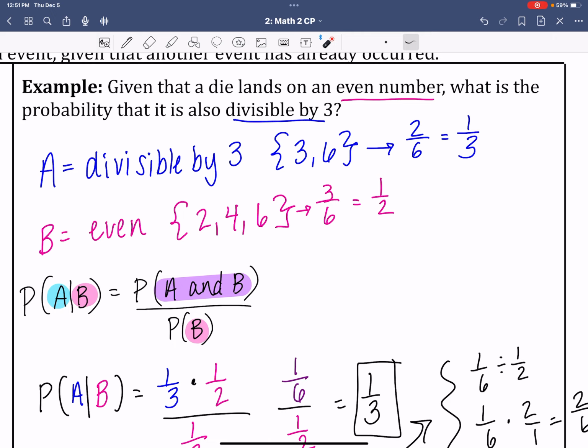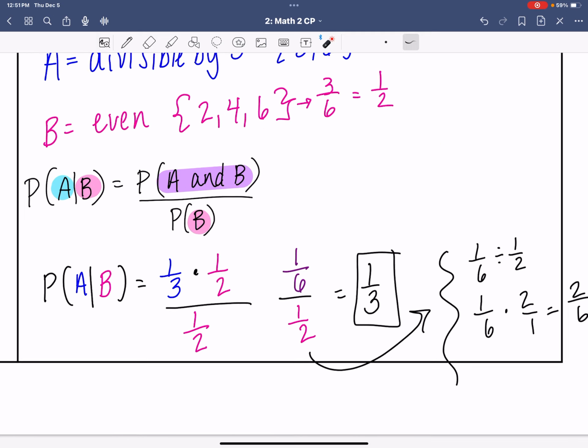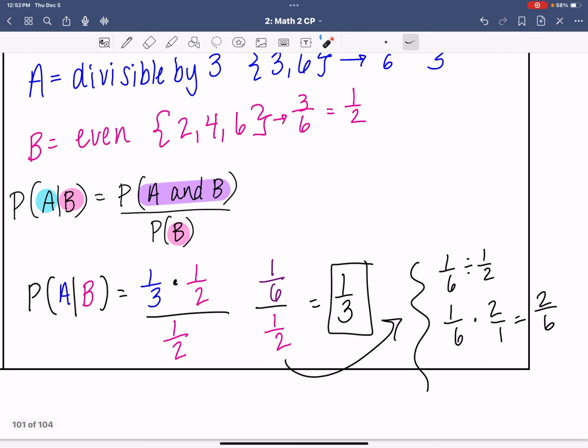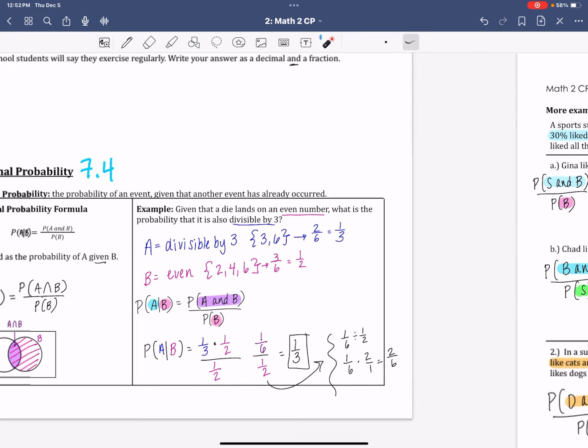So we're going to put it together in the formula. It says the probability of A given B, and that's what I wrote here. The probability for A is 1/3. The probability for B is 1/2. We're going to multiply those together to get the part where they intersect, and then you're dividing. When you solve this, you're going to have 1/6 divided by 1/2. Remember, when you divide by a fraction, you flip it and multiply by the reciprocal. So you get 2/6, which simplifies to 1/3. So that's the probability.